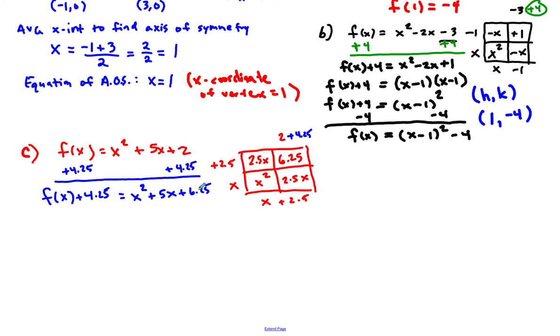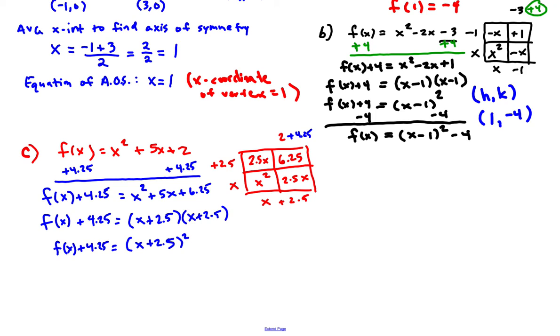The whole reason we changed 2 to 6.25 is so that we could factor this into x plus 2.5 times x plus 2.5. I'm just going to bring down what I have. Let's rewrite this as x plus 2.5 squared and we have f of x plus 4.25. Remember, your last step is to get k over here, so we subtract 4.25 from each side, and you've made it to your vertex form.